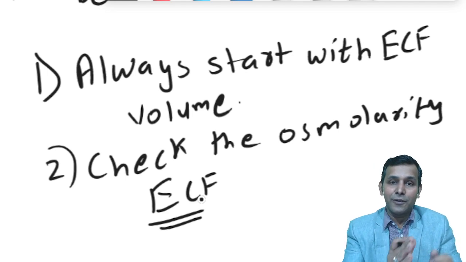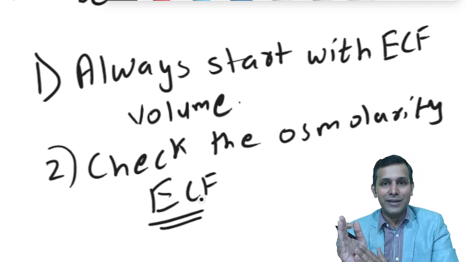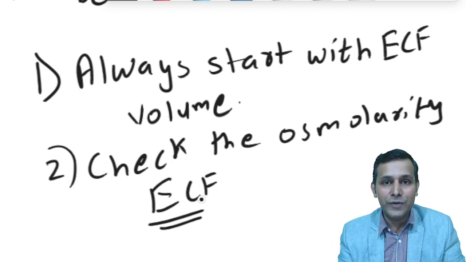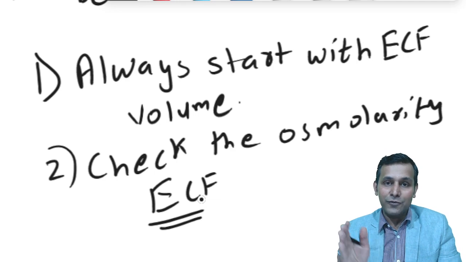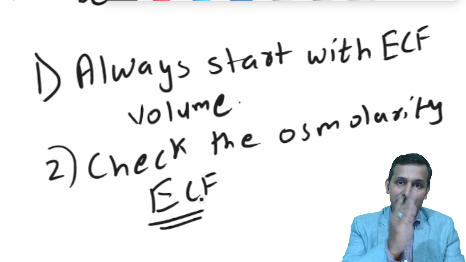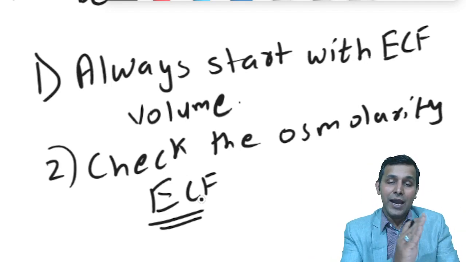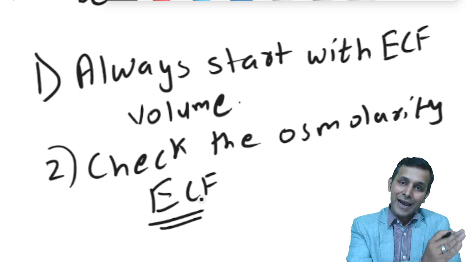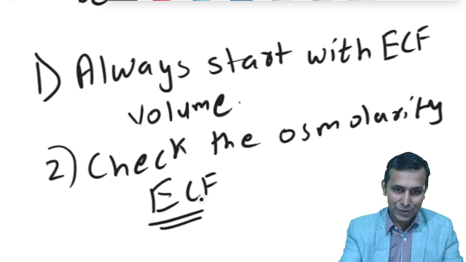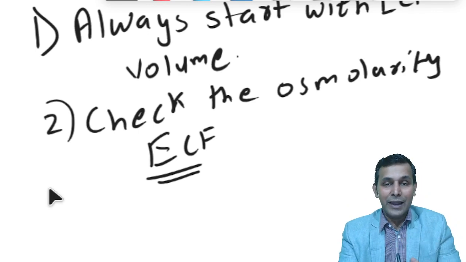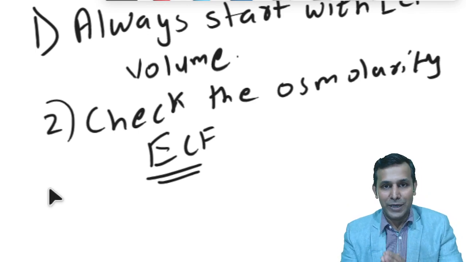So you never read from ICF to ECF. You never read the Darrow-Yannet plot from left to right. You always read the Darrow-Yannet plot from right to left. That is from ECF to ICF. Always read from ECF to ICF. Never read them from ICF to ECF. Never. Okay. So always start with ECF volume and then move on to the ECF osmolarity.